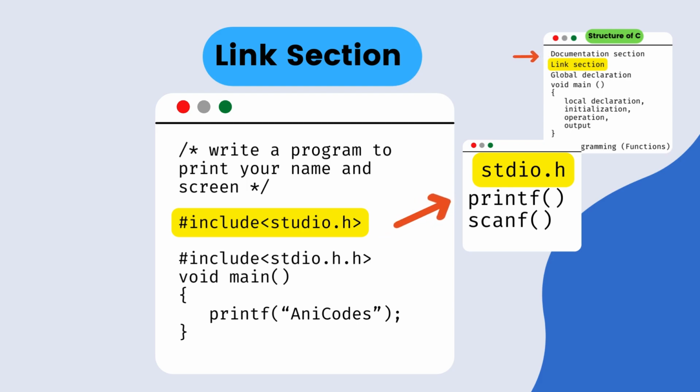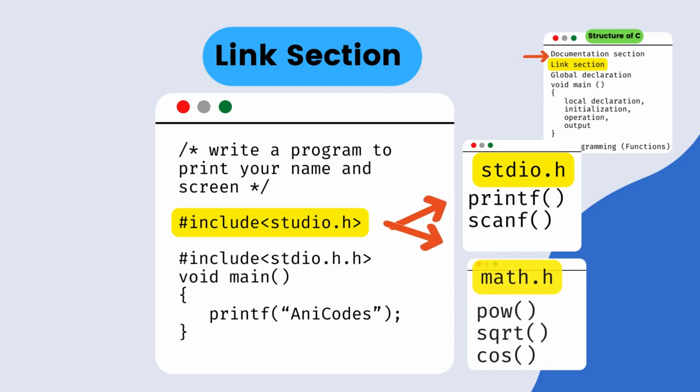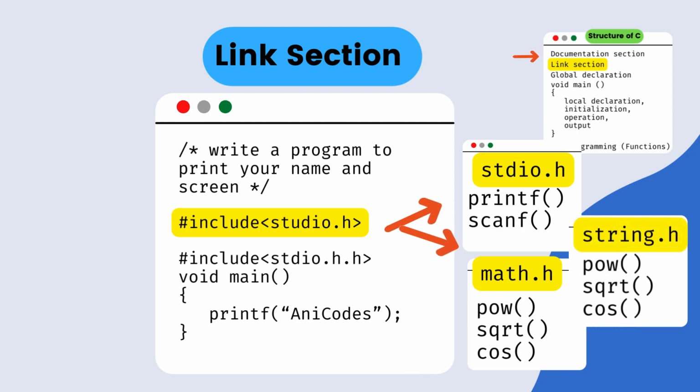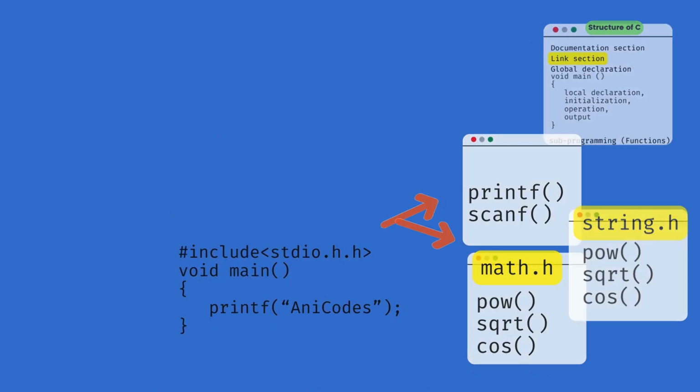Similarly, when we need mathematical functions, we include math.h. And for string-related operations, we use string.h. These header files give us access to various functions related to math and strings.